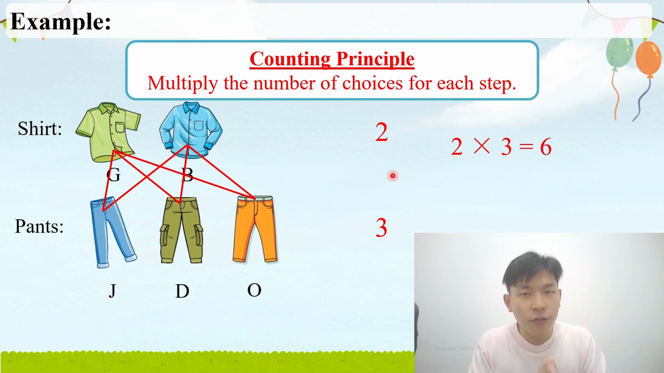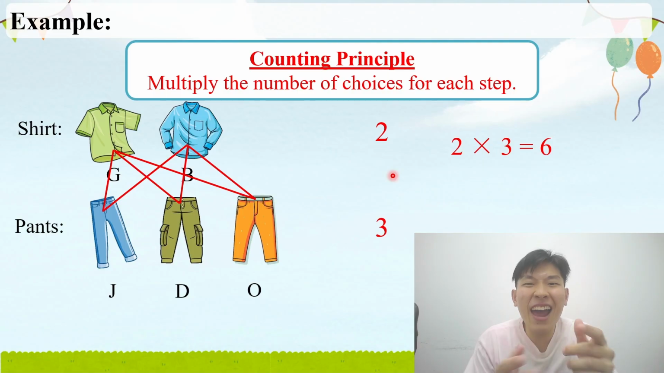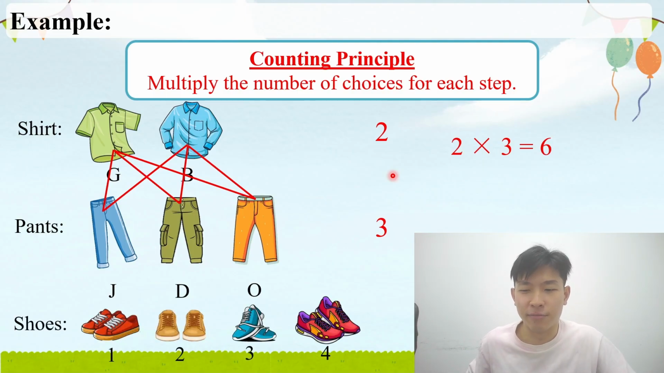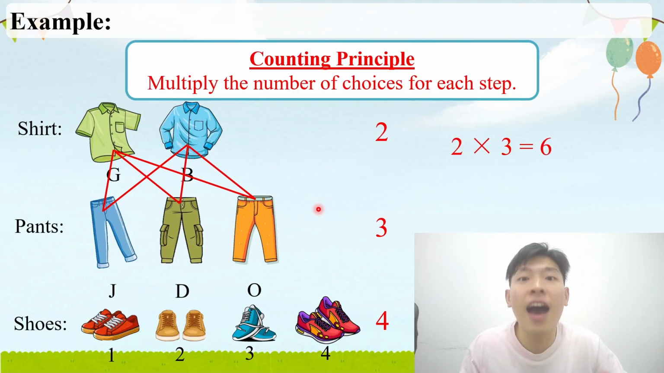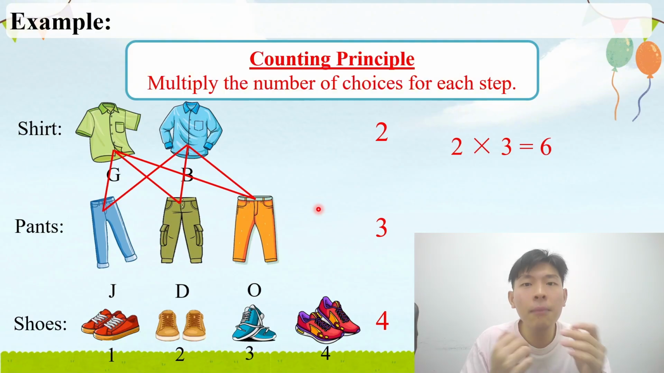Which means that if, for example, I have more than 2 steps, like 3 steps, here, after I choose a shirt, after I choose a pants, I will definitely need to choose my shoes. So I have 4 favorite shoes here. So now, I have 4 here. So, what is the number of different combinations now? Shirts, pants, and shoes. Very good. It is 2 times 3 times 4. Just multiply them all together.